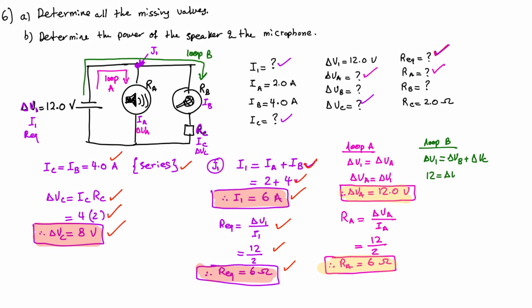I don't know what delta VB, or potential difference across B, is, but I know potential difference across C. That's given to me, or I found it somewhere. I did find it somewhere. That's where I found it. I found it to be 8. Once I have this, I'm going to subtract both sides by 8. I'll write my math. You don't have to write your math here. I assume that your math is strong enough at this level, and this is going to equal 4 volts.